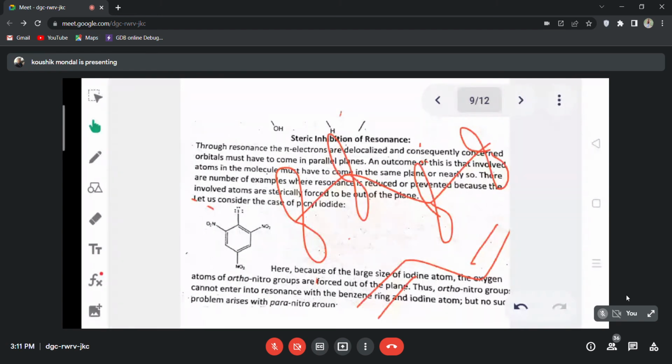Can you tell which bond has longer length, C single bond C or C double bond C? I am asking about bond length. The single bond is longer.